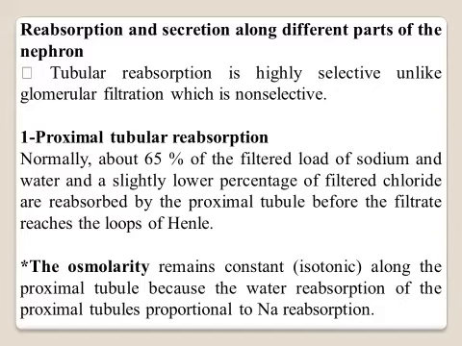For the proximal tubule, normally about 65% of the filtered load of sodium and water, and a slight percentage of the filtered chloride, will be reabsorbed by the proximal tubule before the filtrate reaches the loop of Henle. Since 65% of the water and the same percentage of sodium is reabsorbed, the osmolarity remains isotonic, the same 300 as plasma osmolarity, along the proximal tubule, because the reabsorption of water in the proximal tubule is proportional to the sodium reabsorption.